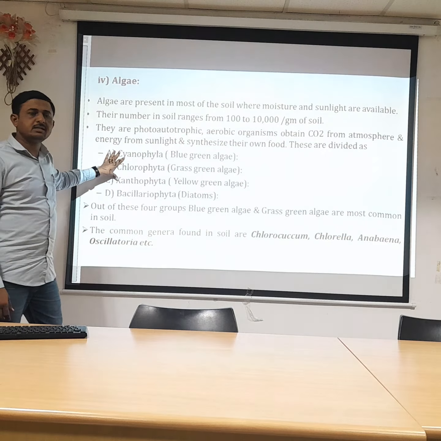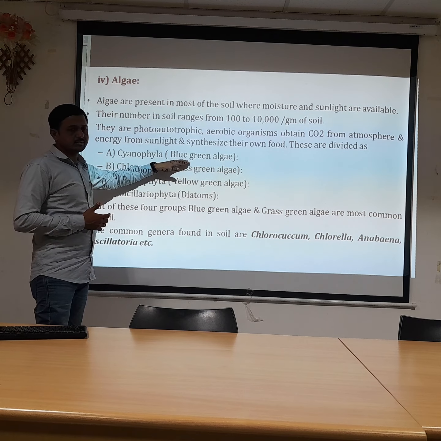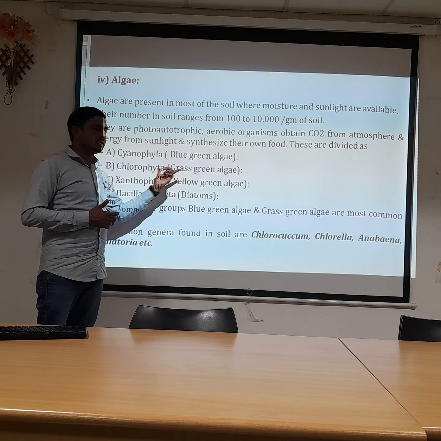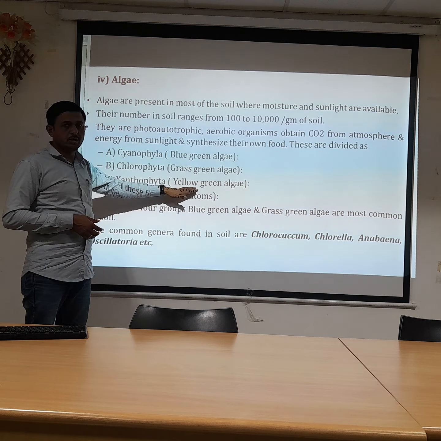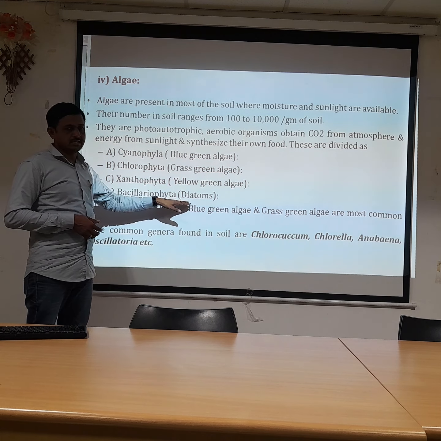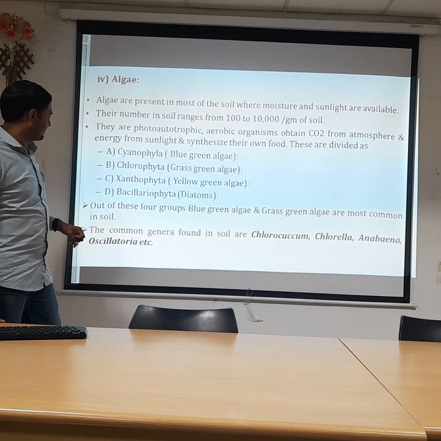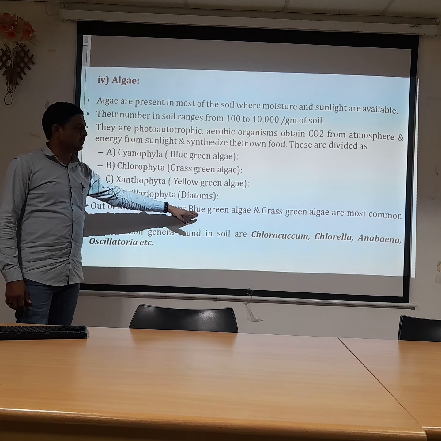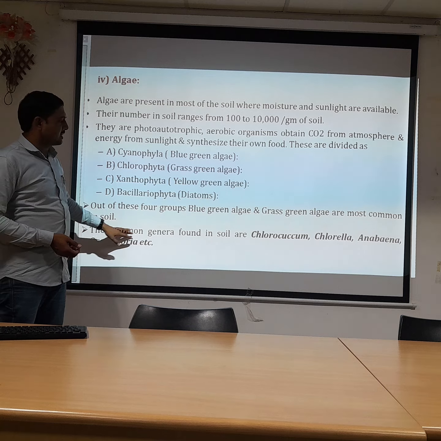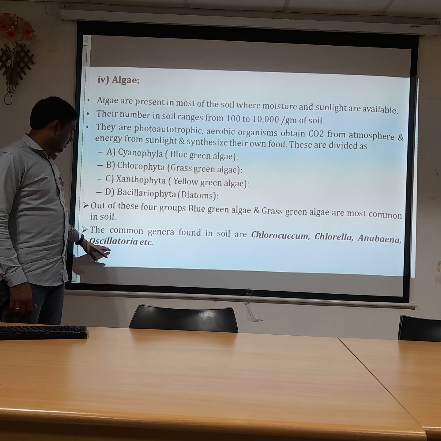Common genera found in soil belong to Cyanophyta, the blue-green algae; Chlorophyta, the grass-green algae; Xanthophyta, the yellow-green algae; and Bacillariophyta, the diatoms. These are the major groups of algae present in the soil. Out of these four groups, blue-green algae and grass-green algae are most common in soil.